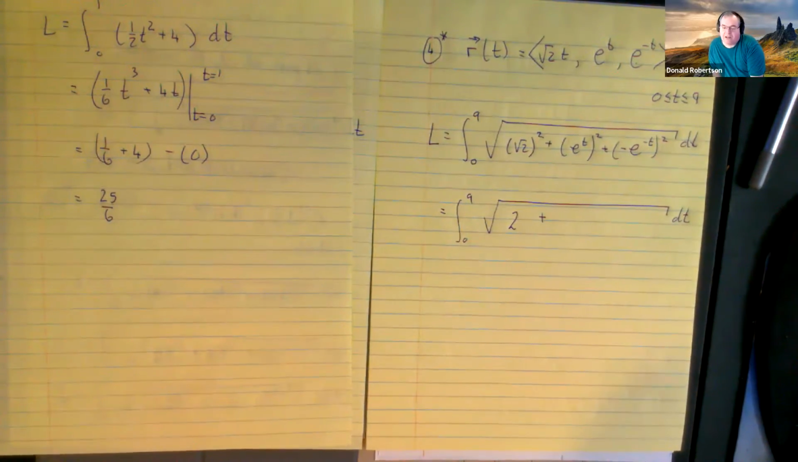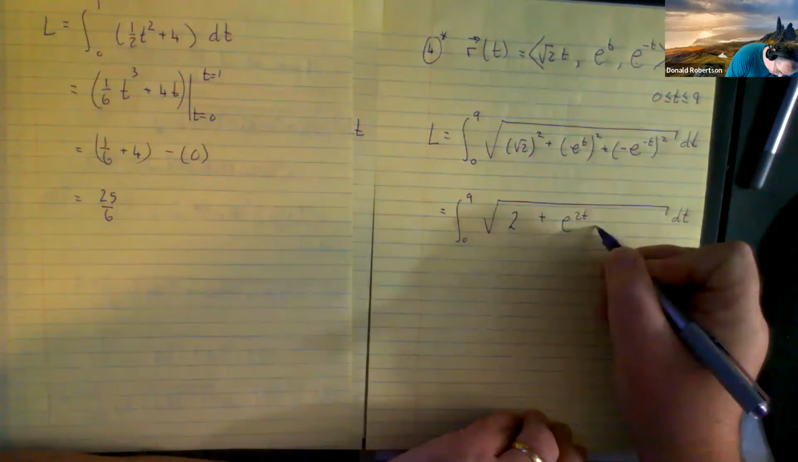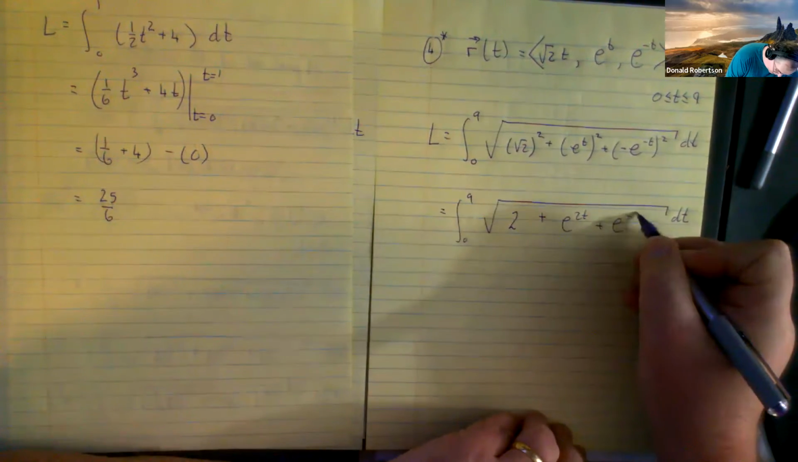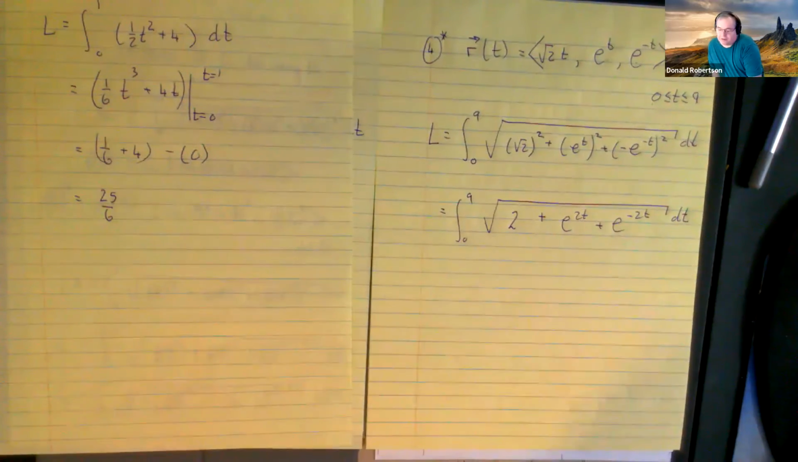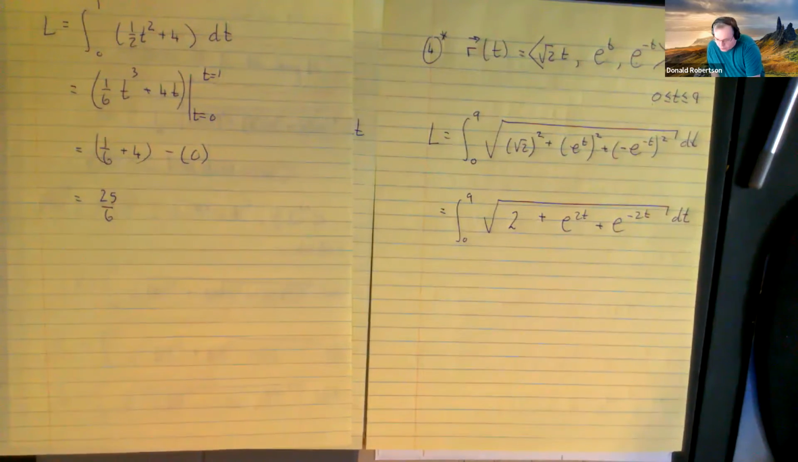What power of e is e to the t when you square it? E to the 2t. Correct. And can I tell you that that guy there is going to be e to the negative 2t? So far, so good. Now, do you notice that there's 3 terms? That means this is going to have to be a perfect square.